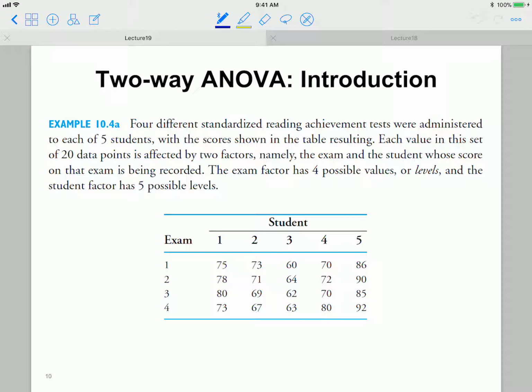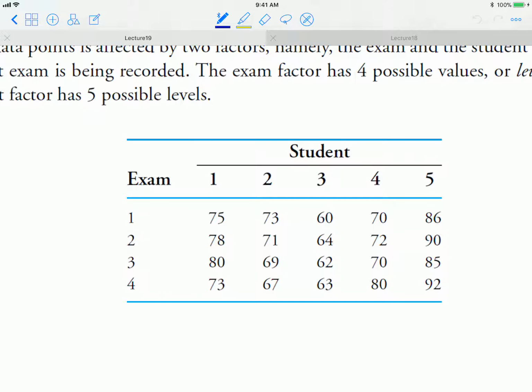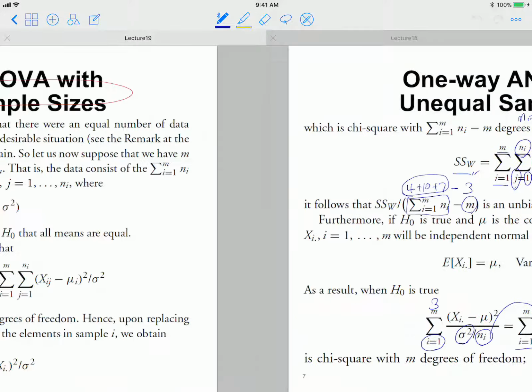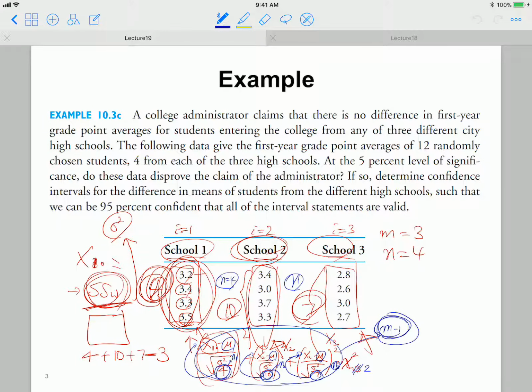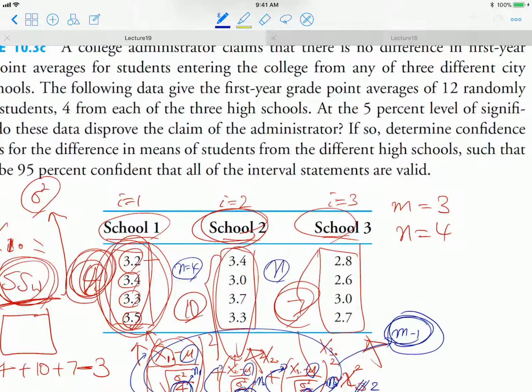Okay, and then now let's move to two-way ANOVA. So in this case, previously what we learned was called a one-way ANOVA, and now we consider two-way ANOVA. So in the case of two-way ANOVA, we had these 3 different schools in this case.